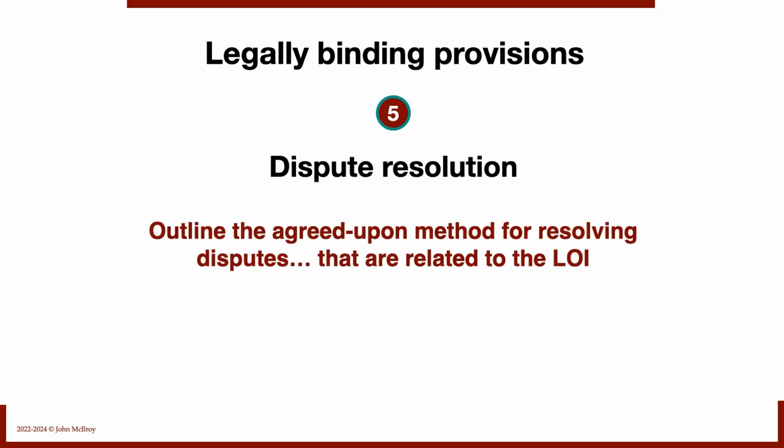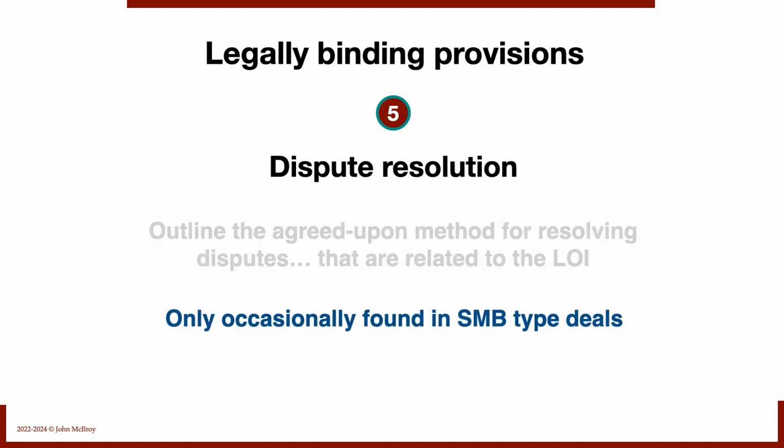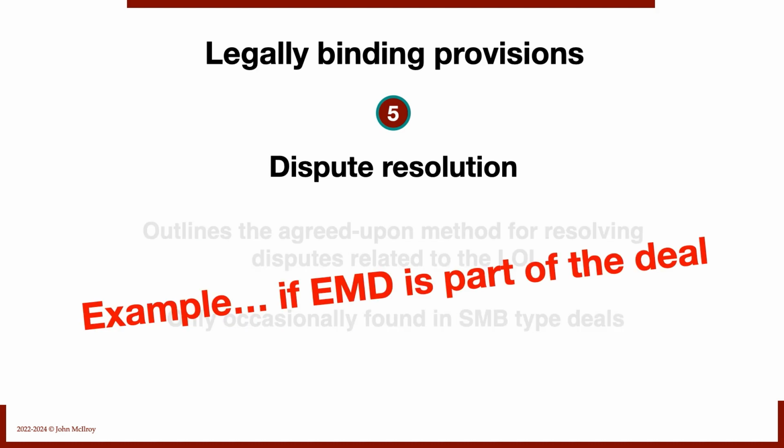Number 5, dispute resolution. This is where we outline the agreed upon method for resolving disputes that are related to the LOI that we're signing. I only occasionally find this in SMB type deals. For example, if an earnest money deposit is part of the deal and there's an escrow agreement, then we do need dispute resolution in there as well. I don't like EMDs. I don't recommend them. We'll go into the earnest money deposit in a separate video later on.